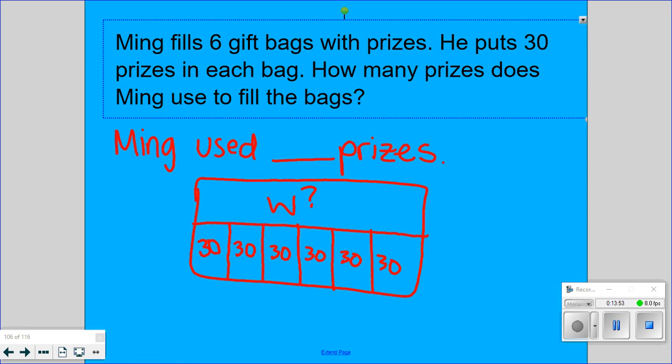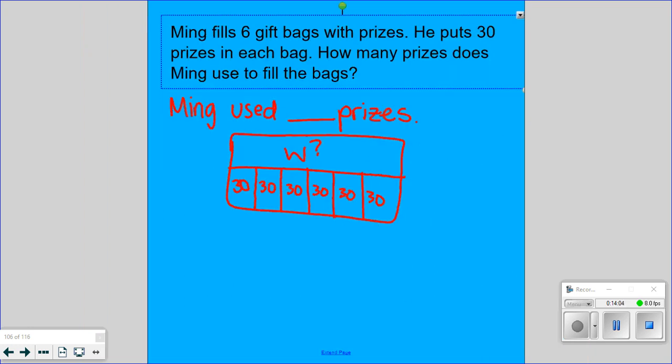What equation matches that model? What equation matches that model, Bryson? 6 groups of 30. How am I solving that? It's not as fun as the 20s, because I can't break that into 2 10s. Caden? Okay. Maybe 5 and 1. So now I have 5 groups of 30. Ooh, that's still a lot of 30s.